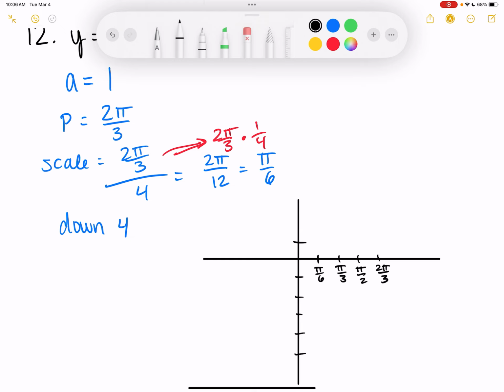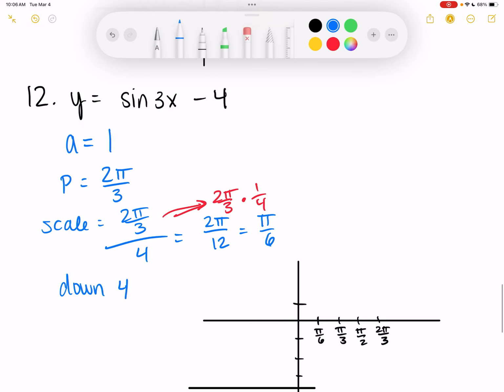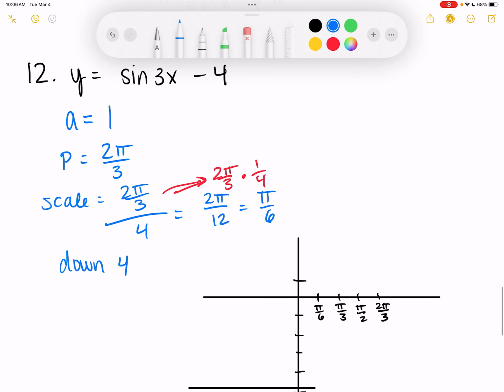This one had an amplitude of 1. This was sine. So where does it start? 0. Yes, the origin. And it goes up, and then down, down again, and back up. I don't like this graph. My dot is inside of my pi.